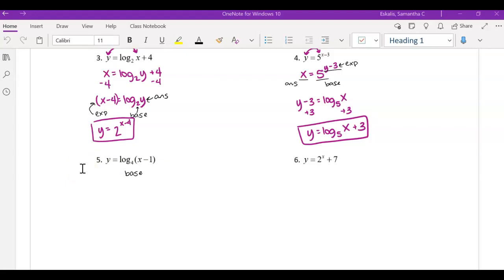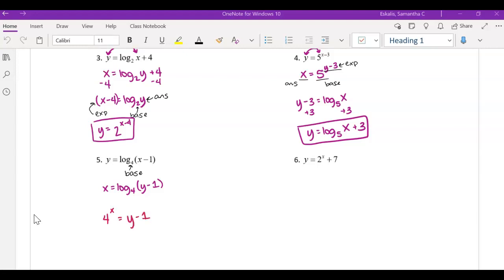So our base is the 4. Our exponent will be y. And the answer is x minus 1. So we also have to switch x and y first. So that's what we're going to do first. And now we're going to convert it to exponential form. So our base is 4 and our exponent is x. That equals our y minus 1.